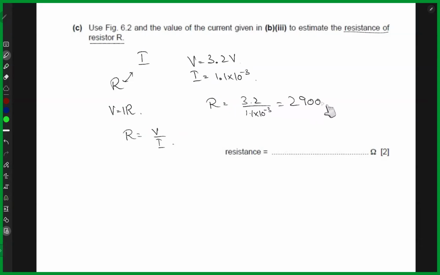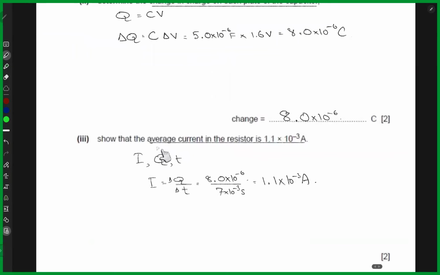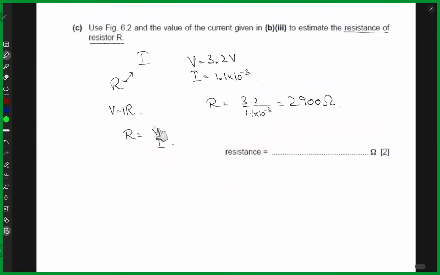Sir, where did 3.2 come from? Okay, again, the equation is R equals V by I. The current is the average current. Remember, that's what we computed. The average current in the resistor is this. So that means that to this there should be a corresponding average voltage, right?